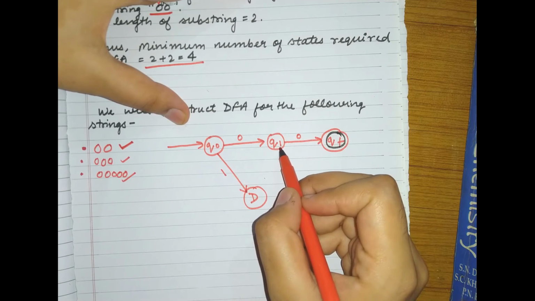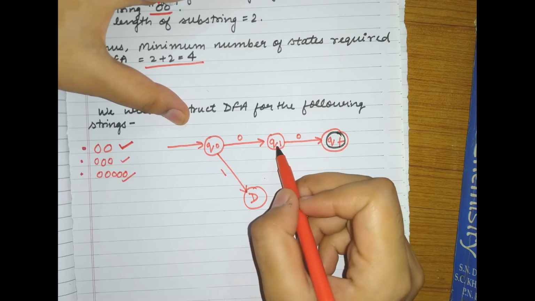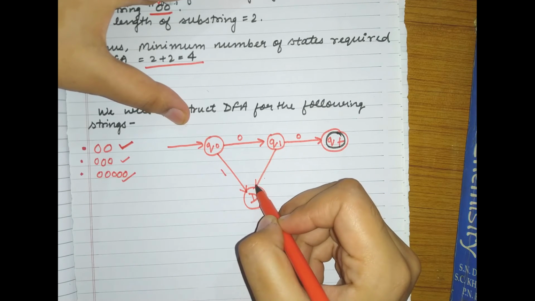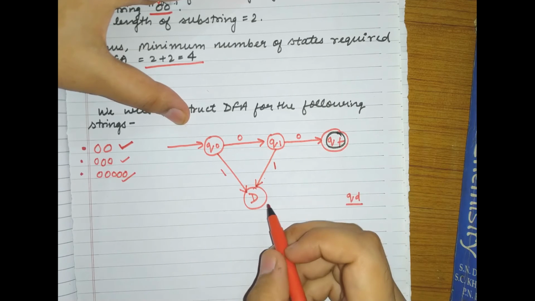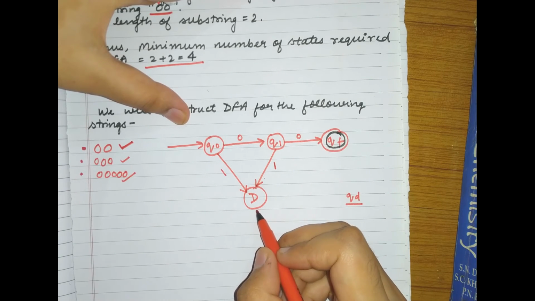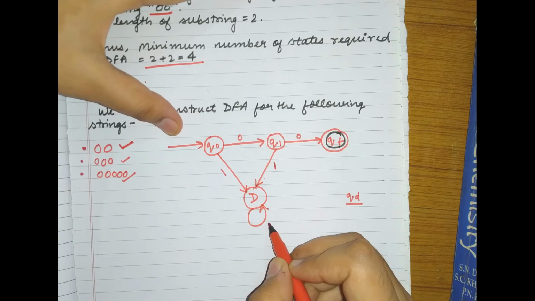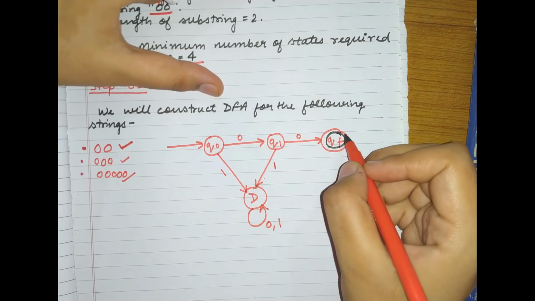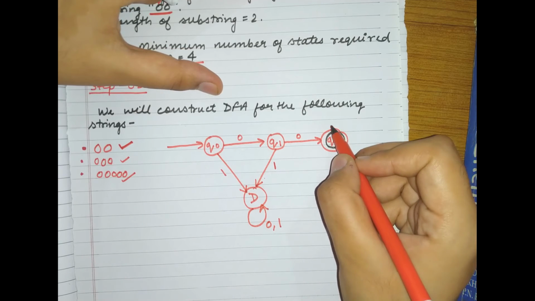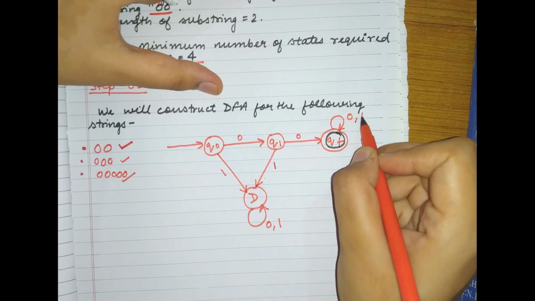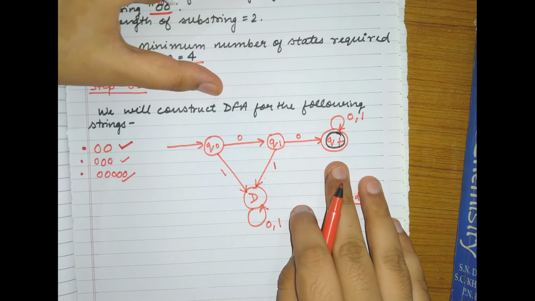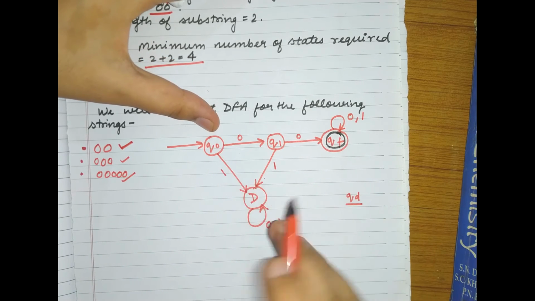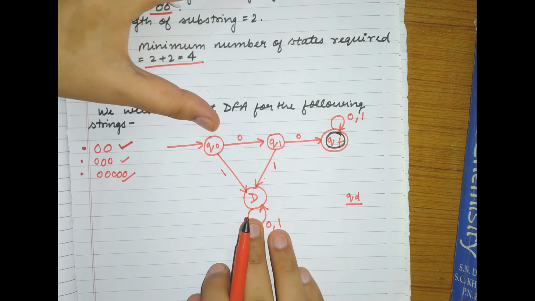If we are in the state Q1, then there is a path for 0 but there is no path for 1 here. So we can draw this like this for 1. If we are in our dead state, then we have to draw 0 and 1 as self-loops also. And if we are in our final state and we receive whatever, 0 or 1, we will enter into the same state. So if we are in the state Q0 and we receive 1, then we go into the dead state and we never come out from this state.